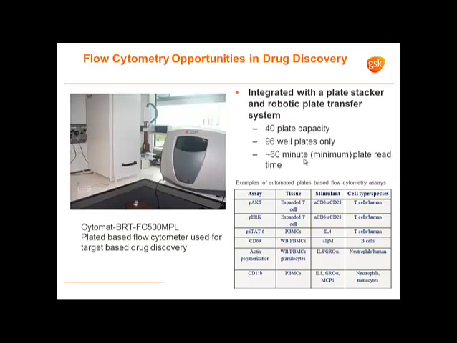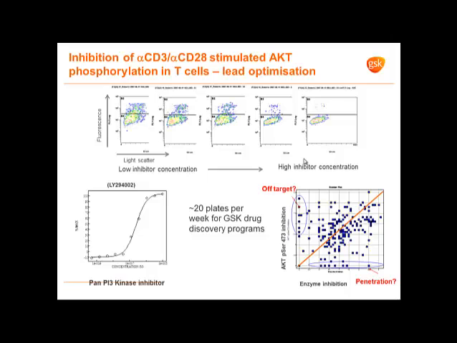And the table here just shows some of the examples of the assays that we ran. I'll just choose one example. It's a routine assay where we were using flow cytometry to look at T-cell receptor-stimulated phospho-AKT, or AKT phosphorylation in T cells. Cells, in this case T cells, would be treated with compounds, stimulated with anti-CD3, anti-CD28, fixed, permeabilized, and then labeled with phospho-specific antibodies.